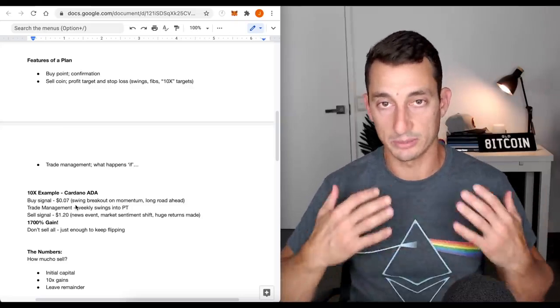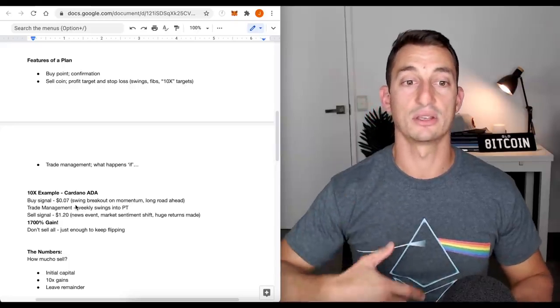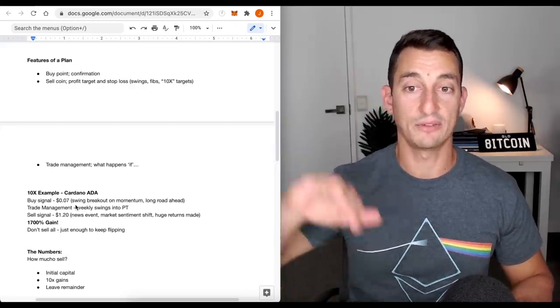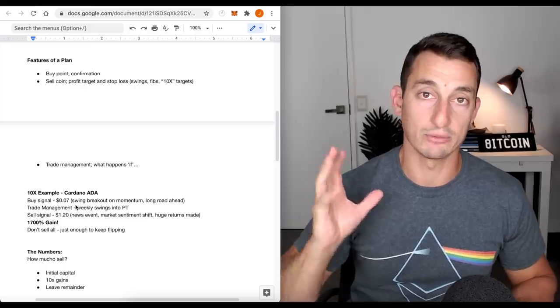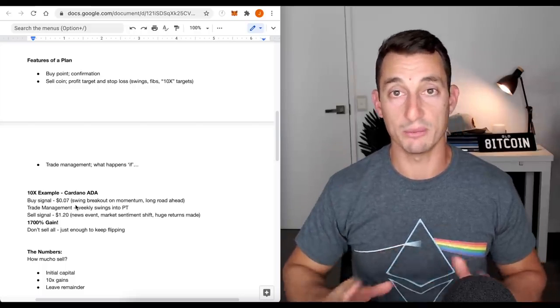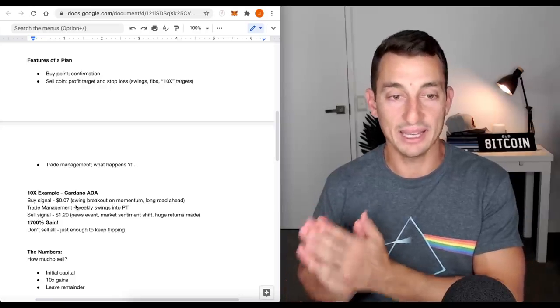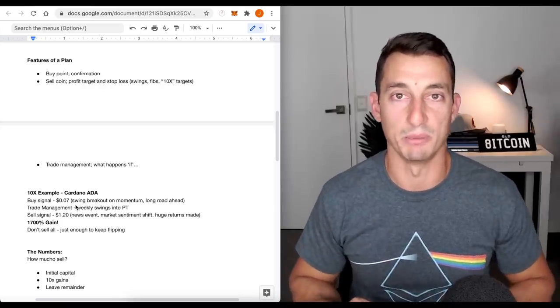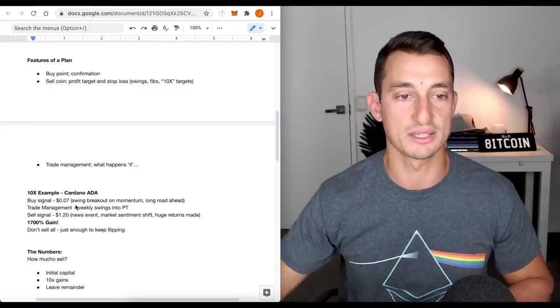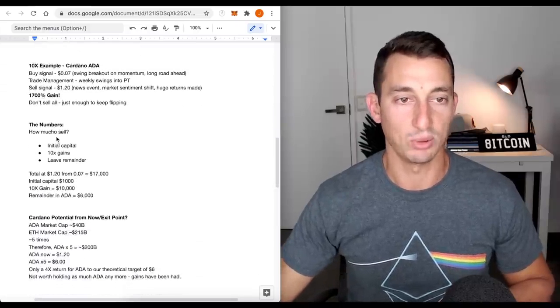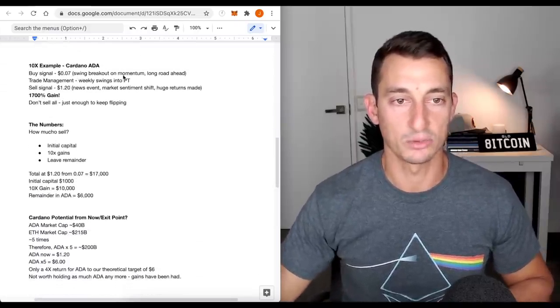And the thing I talk about all the time is stick around for bear markets. Stay for the bull, stay for the bear. You're going to get rich if you stay with a market, something that you're following, throughout the bear market, because that's the easiest and safest time to be buying in, not when the prices are going nuts. So example, buy signal at 7 cents, swing breakout on momentum.